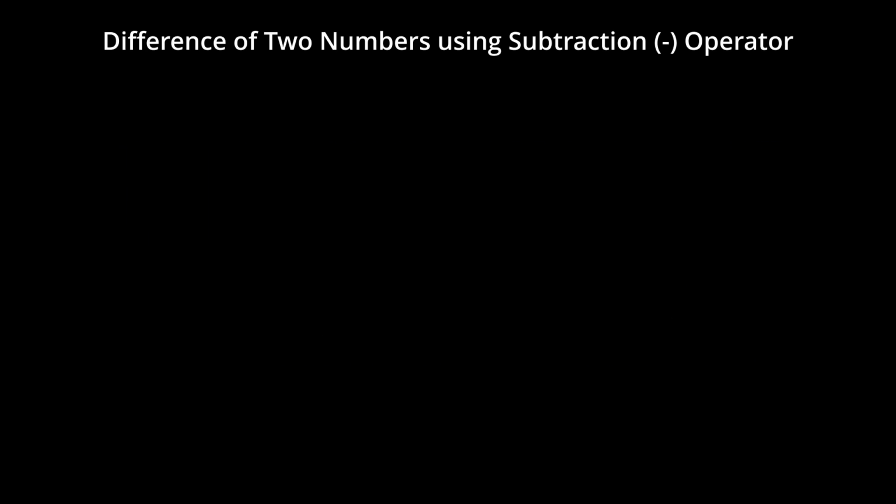In this video, we're going to learn how to subtract two numbers in Python using the subtraction operator. In Python, we use the subtraction operator, which is represented by the minus symbol, to perform the subtraction operation. The subtraction operator takes two operands, one on the left and one on the right, and returns the difference by subtracting the right operand from the left operand.